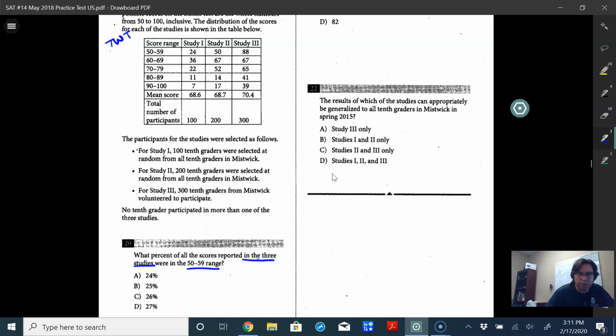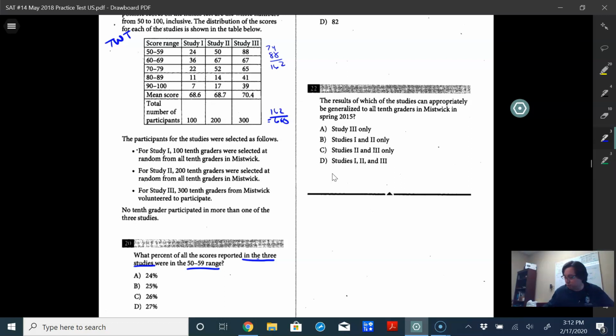Well, we see in the three studies here, the numbers 100, 200, 300. So it looks like there's a total of 600 participants there, right? And then for the 50 to 59 range, 25 plus 40 gives me 74. So 74 plus 88, plus 12, plus 16, so 162. So 162 are in that range, and we'll do the math on that.